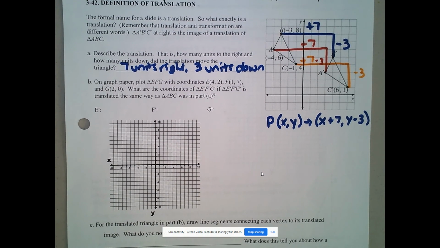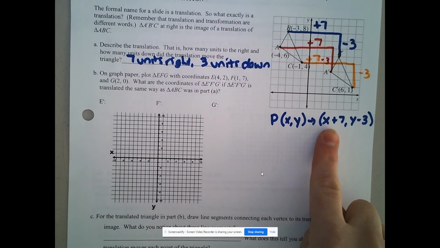On graph paper, plot triangle EFG with coordinates (4, 2), (1, 7), and (2, 0). What are the coordinates of E prime, F prime, G prime if it is translated the same way as triangle ABC? So you'll notice that we put over here x plus 7, y minus 3.